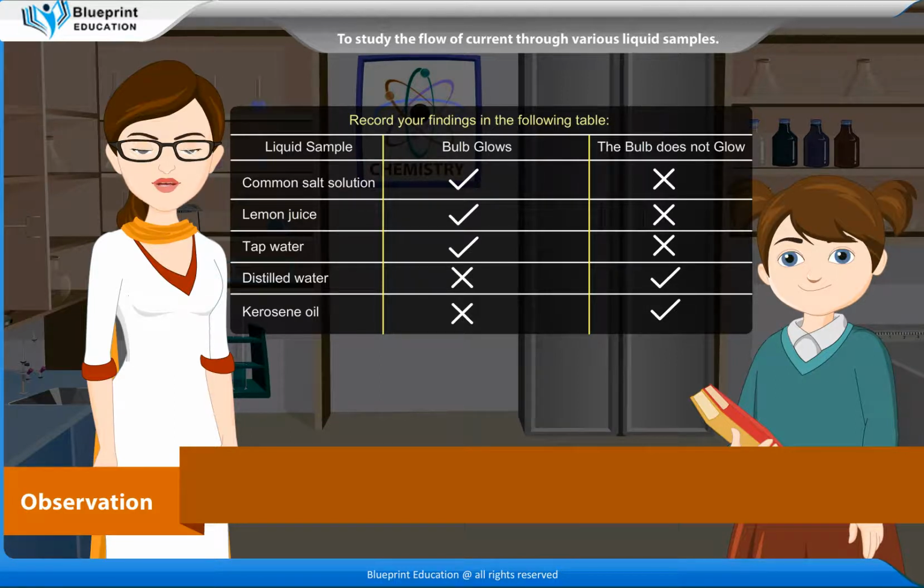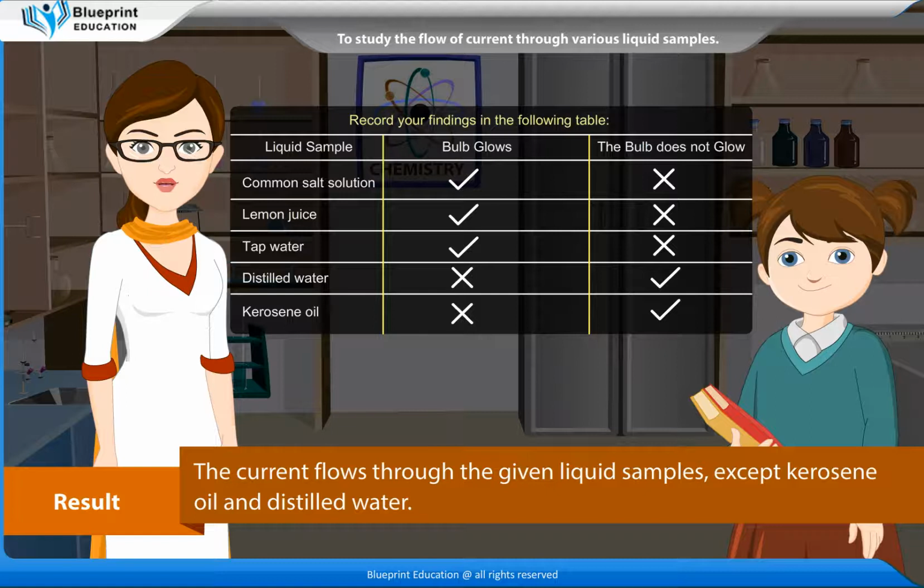Liquid sample: bulb glows, the bulb does not glow. Common salt solution: lemon juice, tap water, distilled water, kerosene oil. Result: the current flows through the given liquid samples except kerosene oil and distilled water.